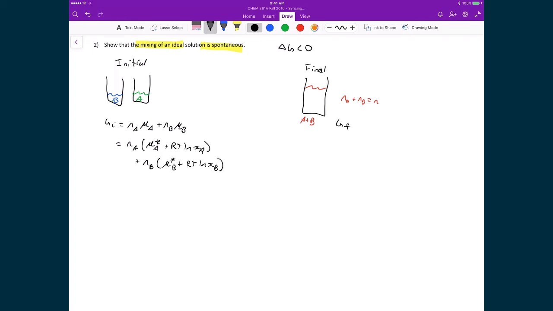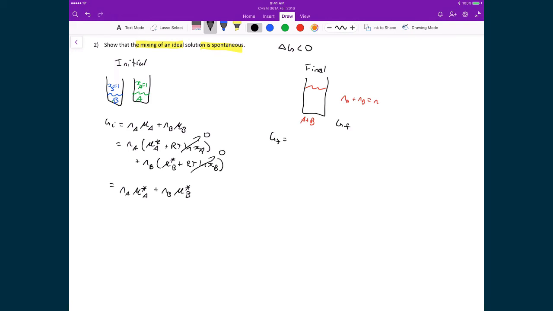And in both these cases, since I've got mixtures that are separated from each other, the mole fraction of B in this case is equal to 1, and the mole fraction of A is equal to 1. And we know then that the natural logarithm of 1 goes to 0. And so all we're left with is the number of moles of A times the chemical potential of the pure A plus the number of moles of B times the chemical potential of the pure B, which isn't necessarily a surprising result since I do have pure separated components all on their own.